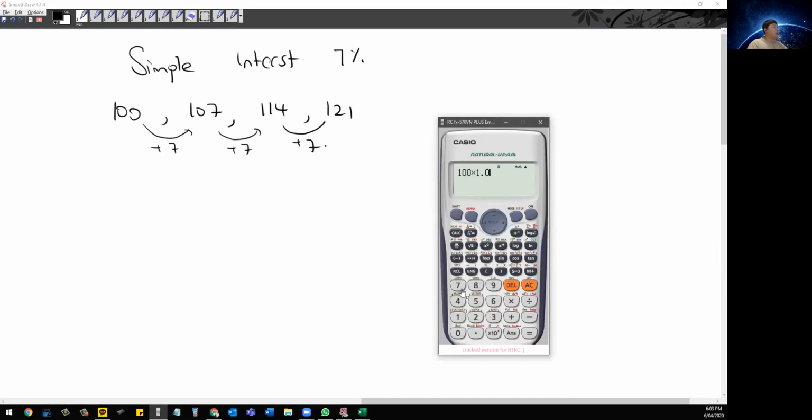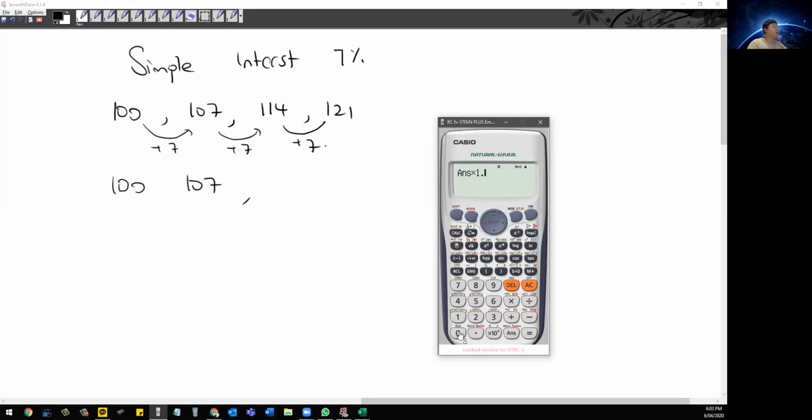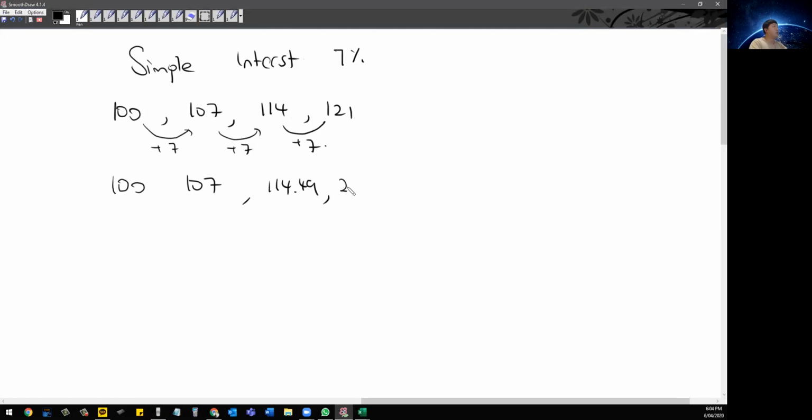You multiply by 107%. So why do we do 107%? We want the original 100% and then the increase of 7%, and we want to combine that together. So it's going to grow to 107, and then you keep multiplying by 1.07, then you get 114.49, and then you multiply by 1.07 again. You can see that it's a little bit more than the simple interest, right? So which one is better, simple interest or compound interest?